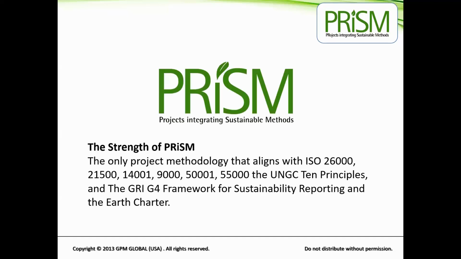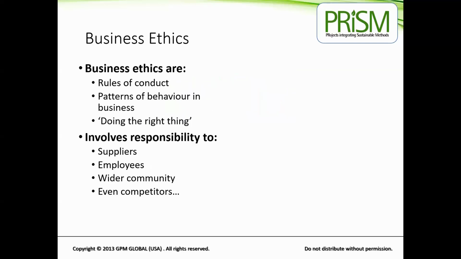The PRISM method is the only methodology and decision-making tool that aligns with all these ISOs and incorporates the United Nations 10 principles and the GRI 4 framework for sustainability reporting. So these are some of the elements that can help project managers to report as per the standards and also use it as their management plan for their internal assessment.